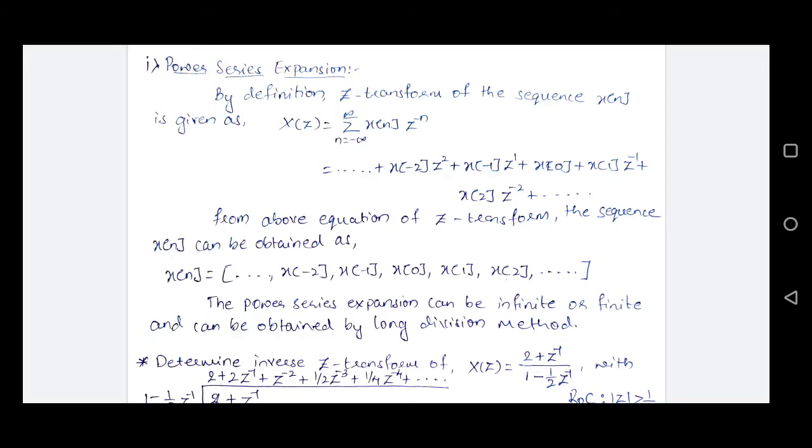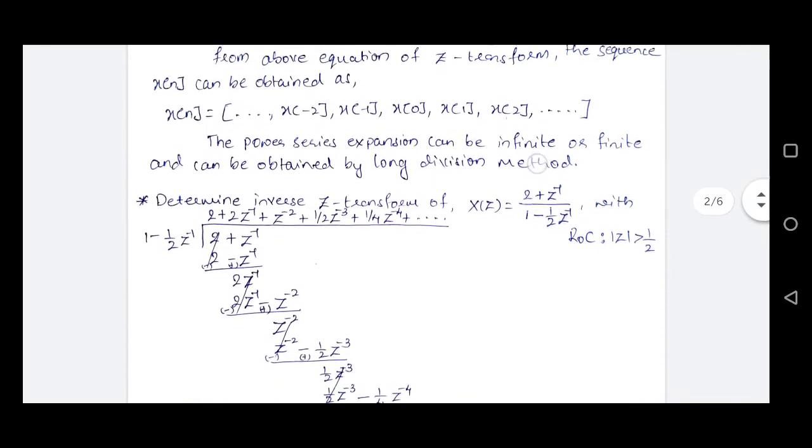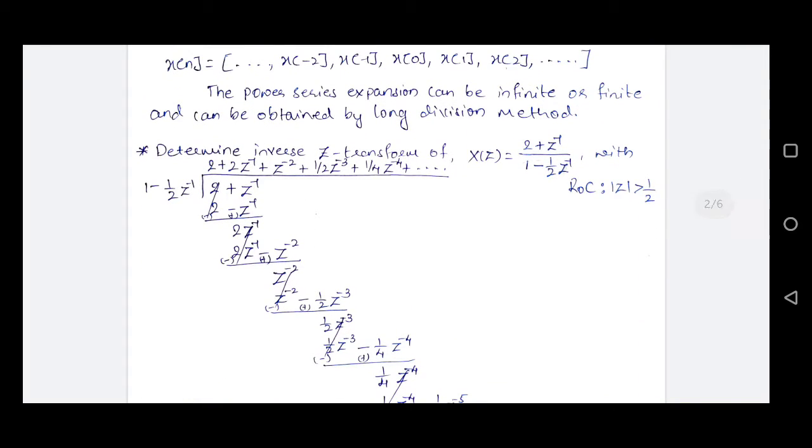So in long division method, Z transform will be expressed as ratio of polynomials, numerator polynomial in Z and denominator polynomial in Z. And numerator will be divided by the denominator. By doing this, we'll be getting the expansion, a resultant polynomial in Z, and the constants associated with each term will be the discrete time sequence that we have to get.